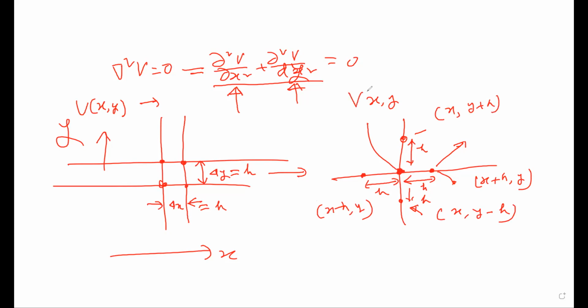Now, if your potential V(x,y) is known to you, then you have a potential at this point, at that point, and at each of the other points. So if these four potentials are there, and we assume that h is sufficiently small, then you can approximate the potential at these neighboring points with the help of V(x,y) by using a simple application of the Taylor series.